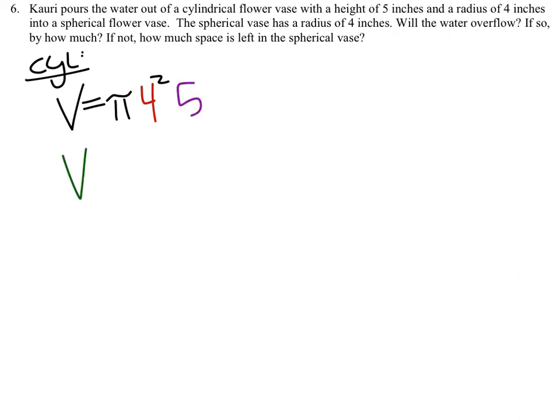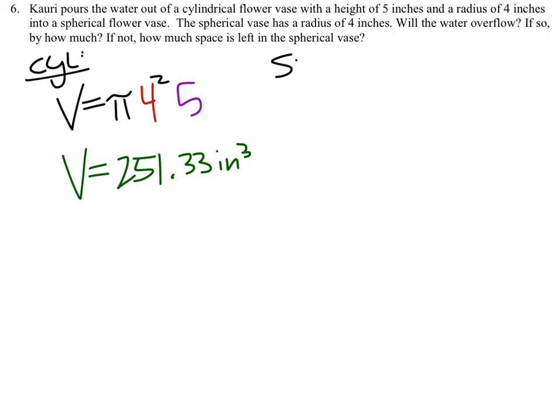Okay, well, let's start first with the cylinder. The volume for the cylinder would be pi r squared times the height, which they gave us both. The radius of the cylinder was 4, and the height was 5. So I can plug this directly in my calculator to find the volume. Alright, so there's our volume for the cylinder.